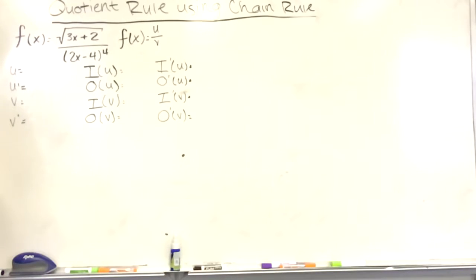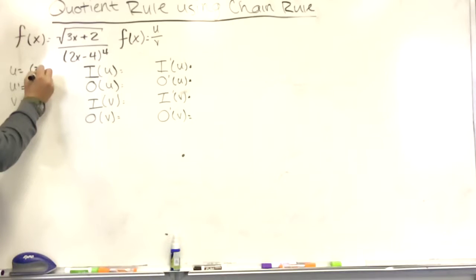This is the quotient rule using the chain rule. Our problem is f of x equals the square root of 3x plus 2 over 2x minus 4 to the 4th. First thing we're going to do is find the u and v. So the top is u, and the bottom of the fraction is v.